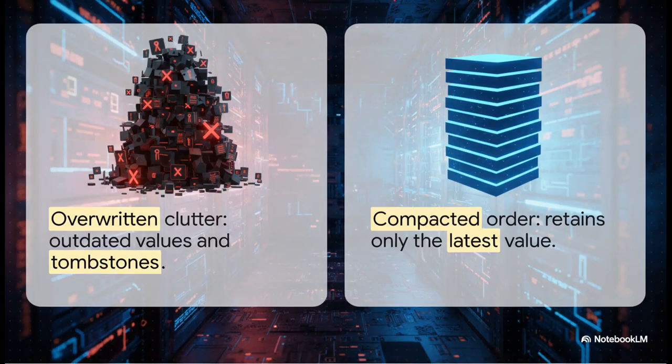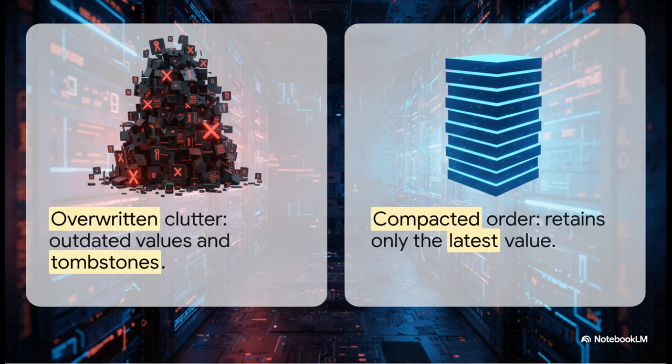Over time, we run into this problem of overwritten clutter. Because we are only ever appending data, if a user updates their profile picture, say 5 times, we suddenly have 5 different entries scattered across 5 different segments. Or if they delete their account, we don't actually delete the data right away, we write a special deletion marker called a tombstone.